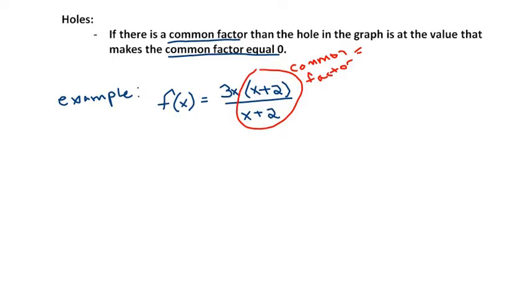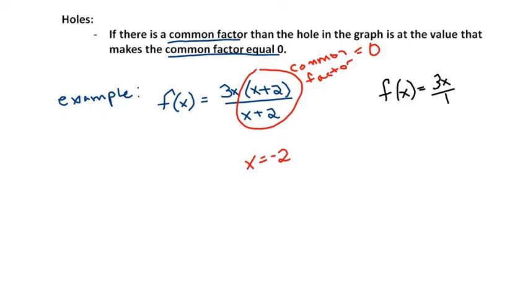So it is the same as an excluded value, but it's what makes the one that cancels out equal to 0. So in this case, the number that makes x plus 2 equal to 0 is x equals negative 2. Now here's the issue. After you cancel it out, your problem is actually f of x is equal to 3x over 1. And you don't need the 1, but I'm going to show it anyway.